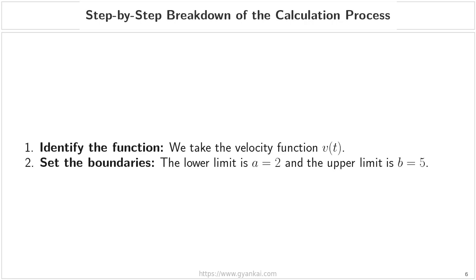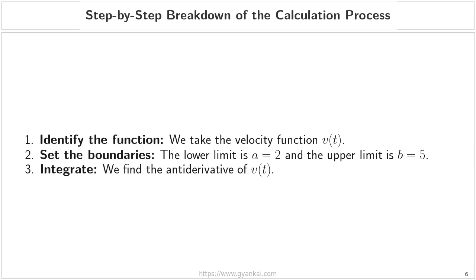Step 2, set the boundaries. Remember from earlier slides that the a and b in our integral notation represent the limits of integration? Well, here we define those. We're given a specific interval from the second second to the fifth second. So our lower limit, a, is 2, and our upper limit, b, is 5. These values tell us where on the x-axis, or in this case, the time axis, we're calculating the area under the curve.